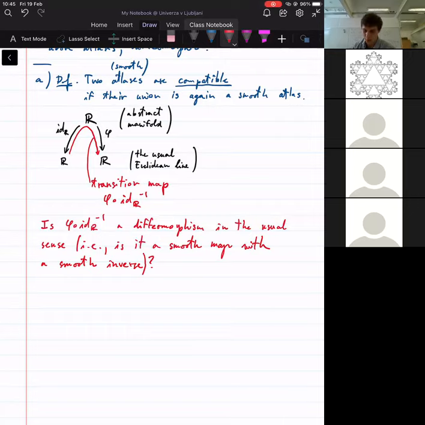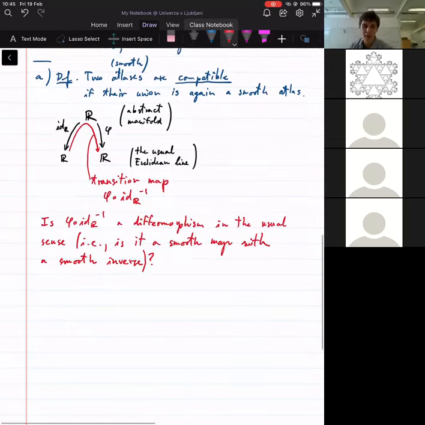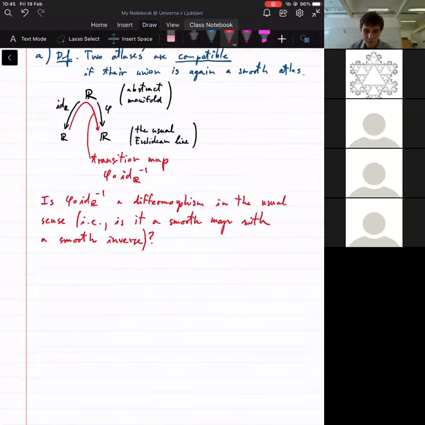Okay, so this is the question that we are trying to answer, and many of you are eager to respond. So what is the answer? The answer is yes, because phi is a diffeomorphism. We can just cross out the identity because it does nothing. Okay, first of all, let's write phi of IDR to the power of -1 is equal to phi.